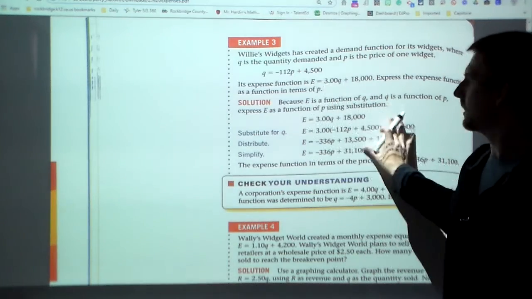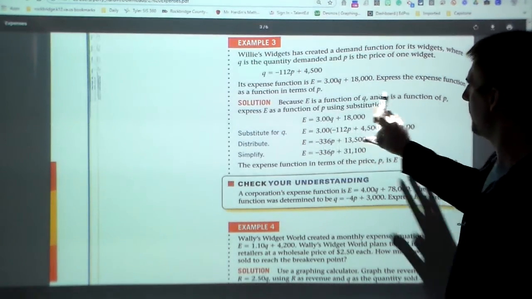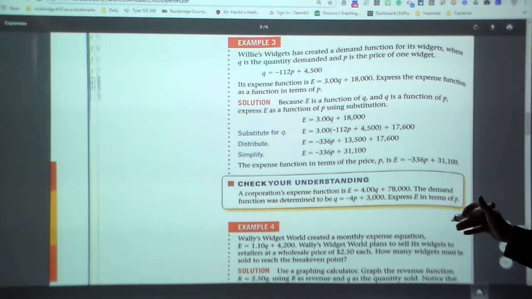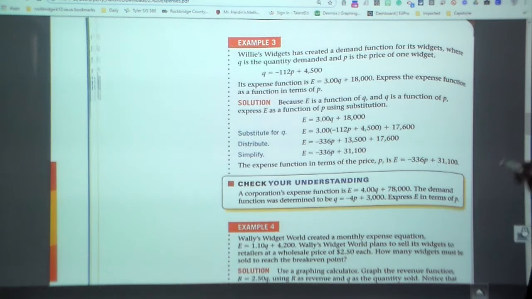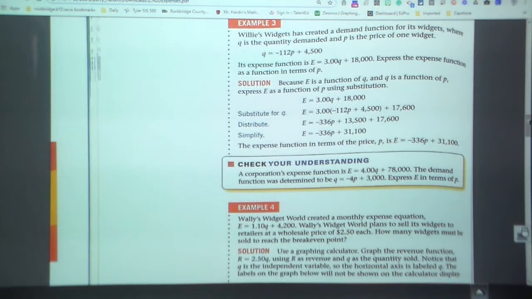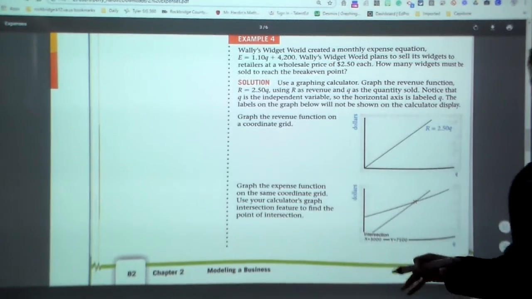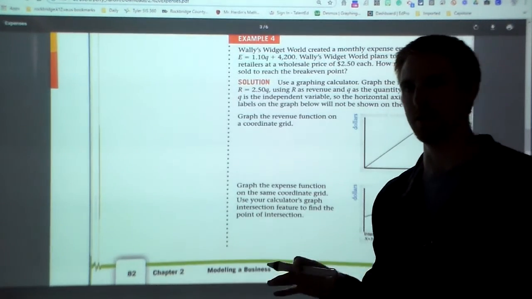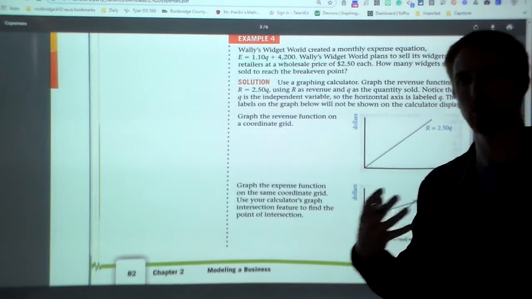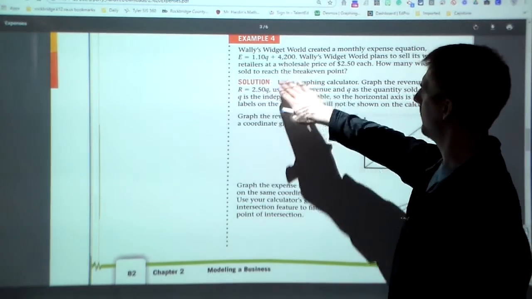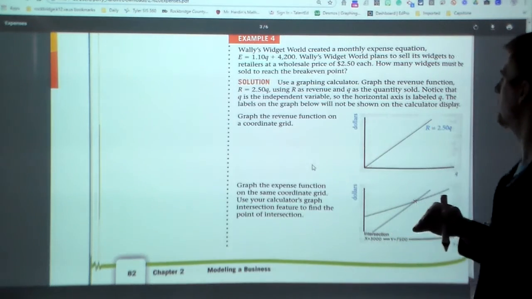Number 3, you can kind of skip for now. This is going to be super important really soon, but I don't think there's going to be any of these on your homework, so you're kind of jumping the gun from what I can tell. You can skip that one, but number 4 is really important. We need to make sure we understand these graphs. They're going to look a lot different than supply and demand because of what we're looking at. So we're going to graph our expense equation, and then we're also going to graph our revenue equation.